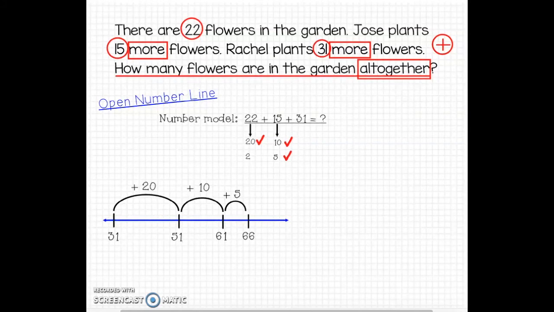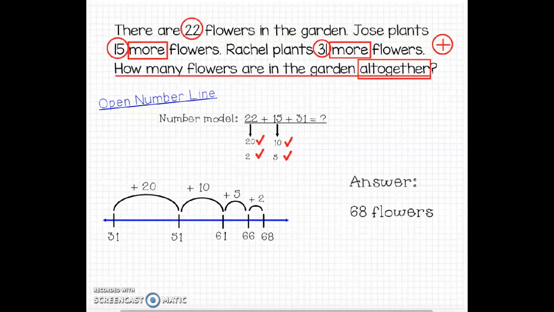Next, I need to make a jump of 5. 61 plus 5 equals 66. Lastly, I need to make a jump of 2. 66 plus 2 equals 68. Although I use a different strategy this time, I still got the same answer, which is 68 flowers.